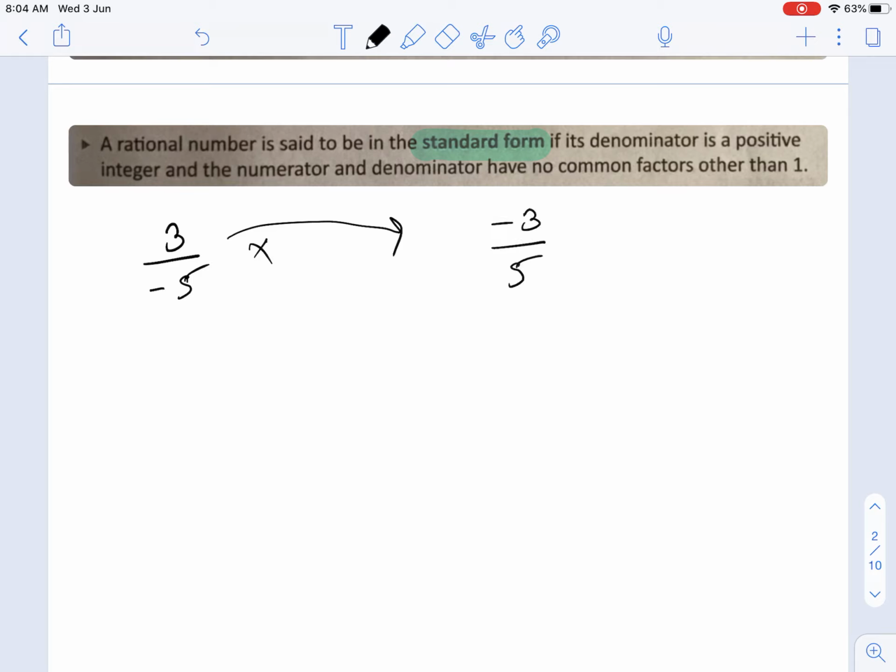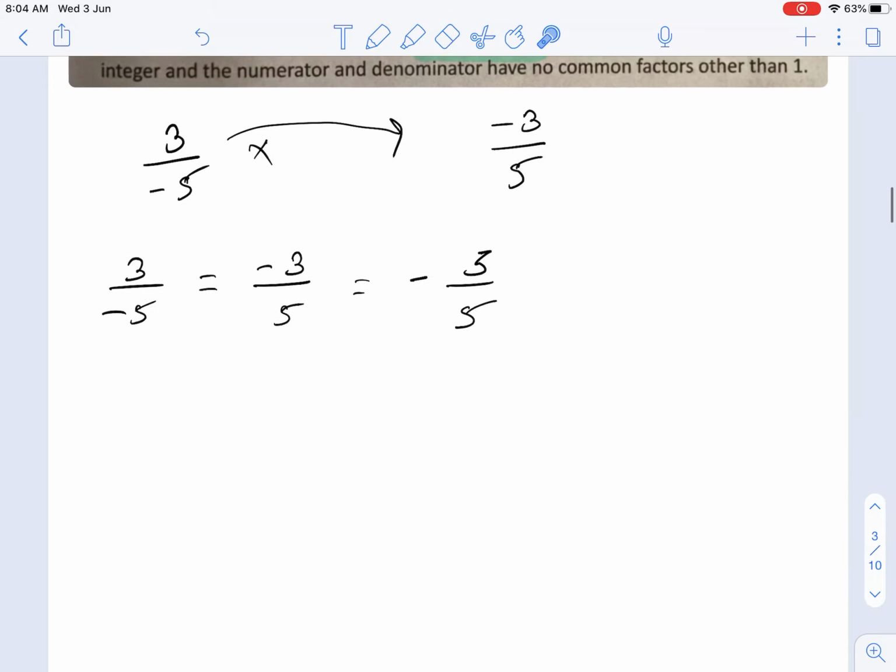Now remember one thing, that 3 upon minus 5 and minus 3 upon 5 all mean that the number is the same. Why? Because just now we have learned, if the numerator and denominator have opposite signs, it is a negative rational number. If you write this sign before the number, then also it is a negative rational number. So make it clear.